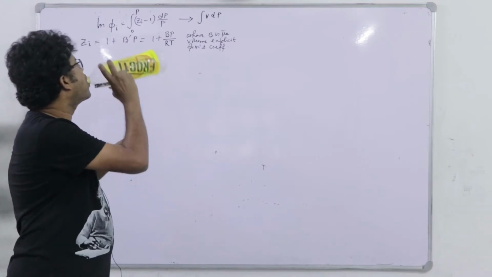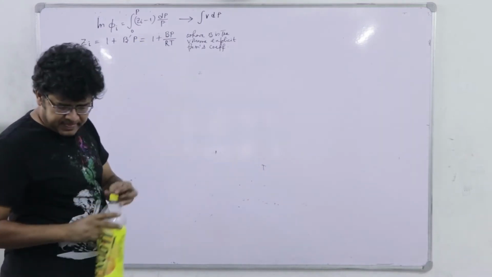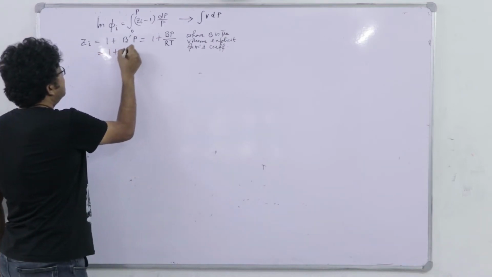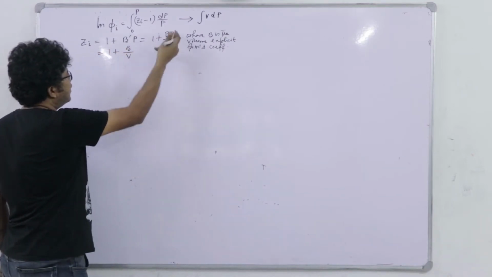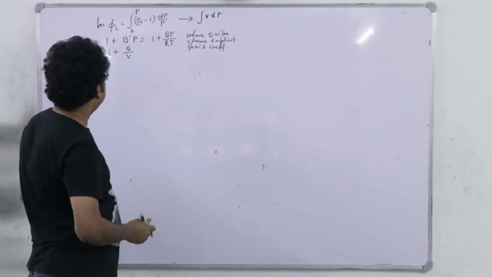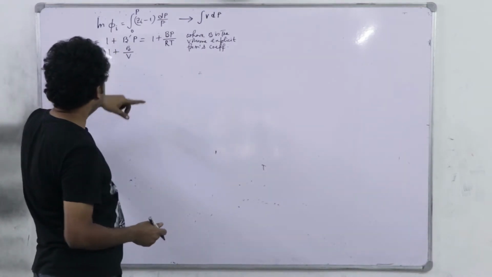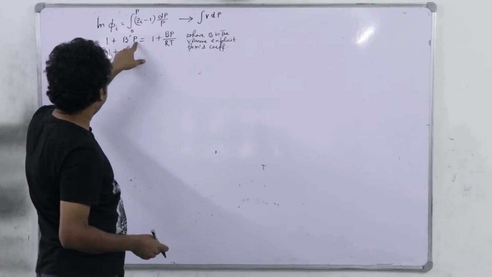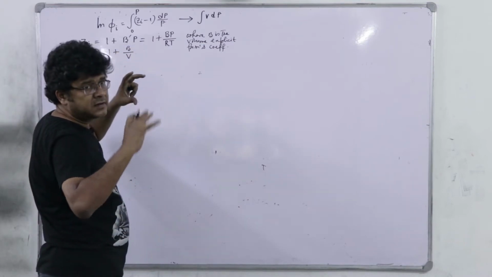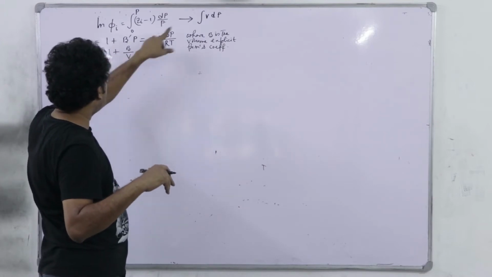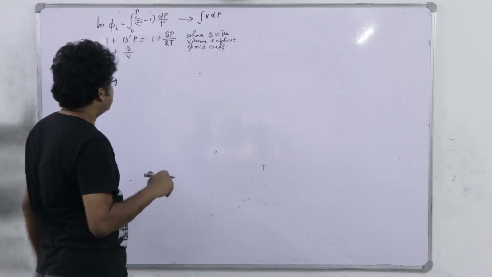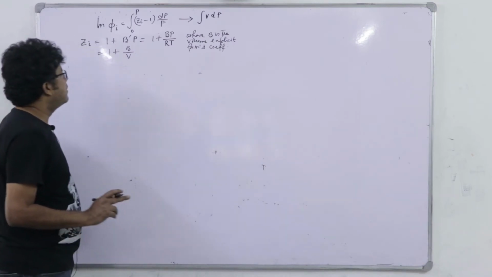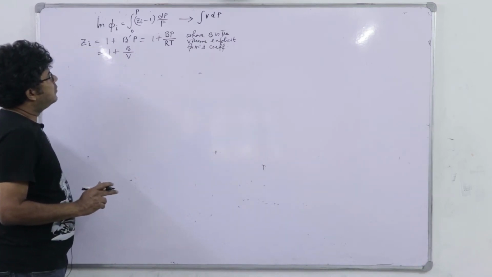And actually, this is also 1 plus B by V. So, from there we get this. If I compare and replace this B', with P here as ZRT by V, then from comparison, this will be equal to BP by RT.